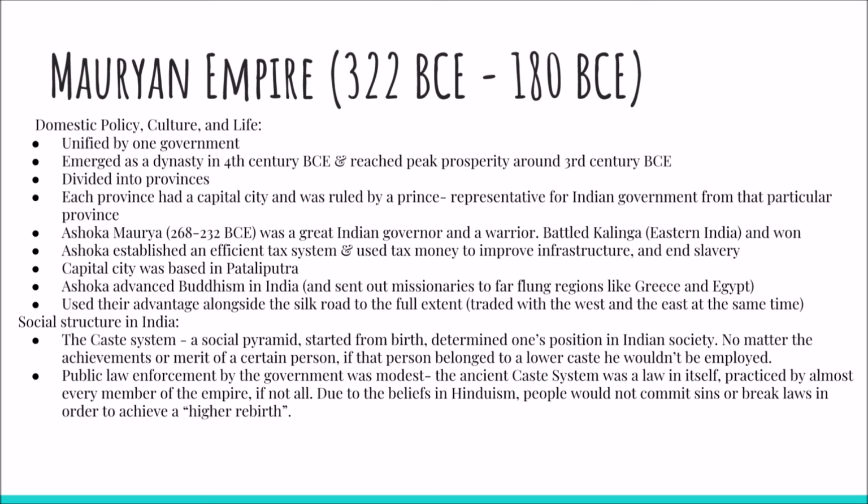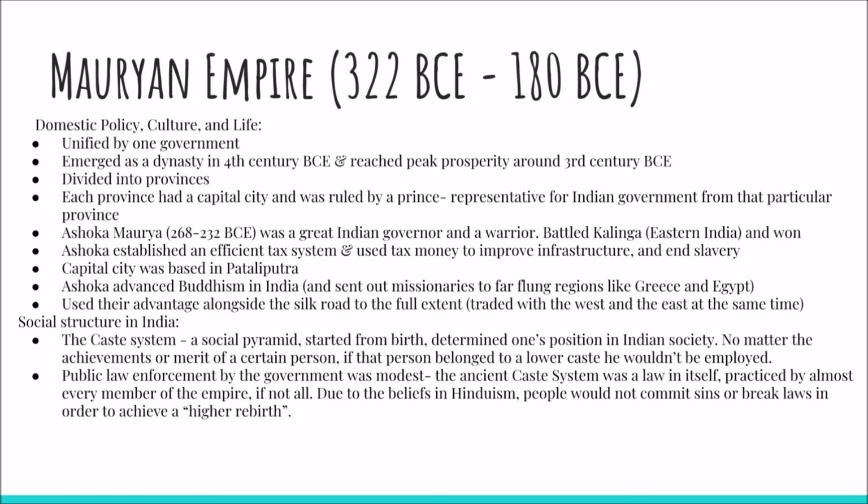India in its history has rarely been unified by one central government. The Mauryan Empire was one exception. It unified India under one central government, emerged as a dynasty in the 4th century, and reached its peak around the 3rd century BCE. In order to maintain centralized control of India, the government divided India into provinces. Each province had a capital city and was ruled by a prince, a representative of the Indian government for that particular province. Ashoka Maurya, one important figure, was a great Indian governor and a warrior.